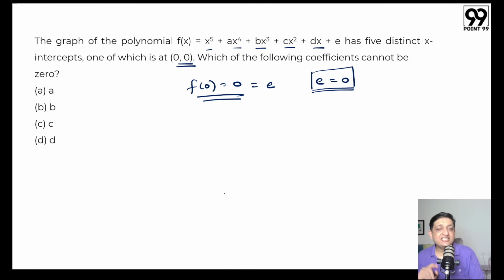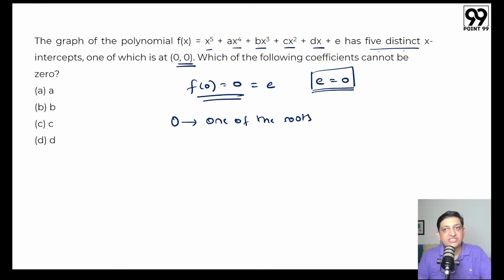Now if e is equal to 0, what else can we see here? We can see one thing. When f of 0 equals 0, it basically means that 0 is one of the roots. And we know that they have 5 distinct roots. So the other roots have to be non-zero. So let's say, for example, we have 5 roots: 0, R1, R2, R3 and R4.